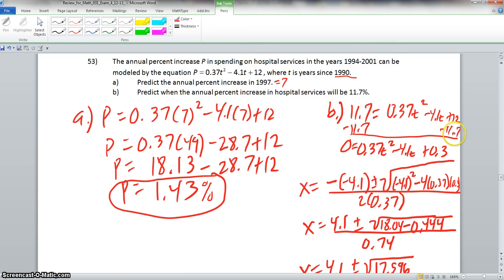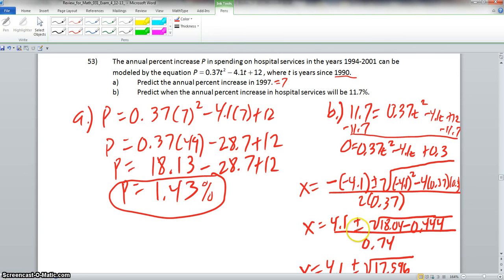Then you'll subtract 11.7 on both sides. Now that gives you 0 is equal to 0.37 t squared minus 4.1 t plus 0.3. And then we will use our quadratic formula. Our A is 0.37, our B is negative 4.1, and our C is 0.3. So we have the opposite of negative 4.1 plus or minus the square root of negative 4.1 squared minus 4 times 0.37 times 0.3 all over 2 times 0.37.